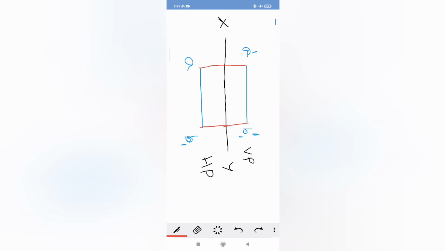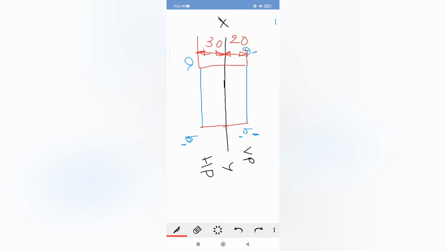Now that means here this point, as you have considered that the line is 20 mm above HP and 30 mm in front of VP. But according to the question, the line is not parallel to both the planes. The line is parallel to only the vertical plane but inclined to the horizontal plane.